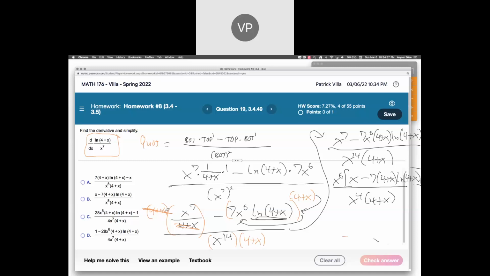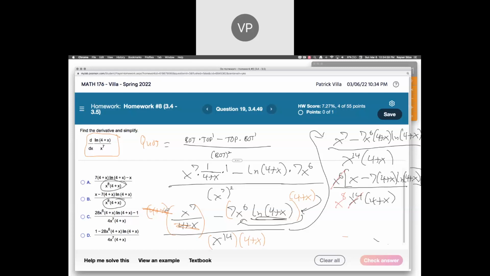And the reason I do that is, on the bottom we have x to the 14th. So this x to the 6th will cancel with these, and it leaves me with 8 of them. So now I can kind of see my answers. I have an x to the 8th, 4 plus x on the bottom, just like that. Now I just want to see which numerator matches.